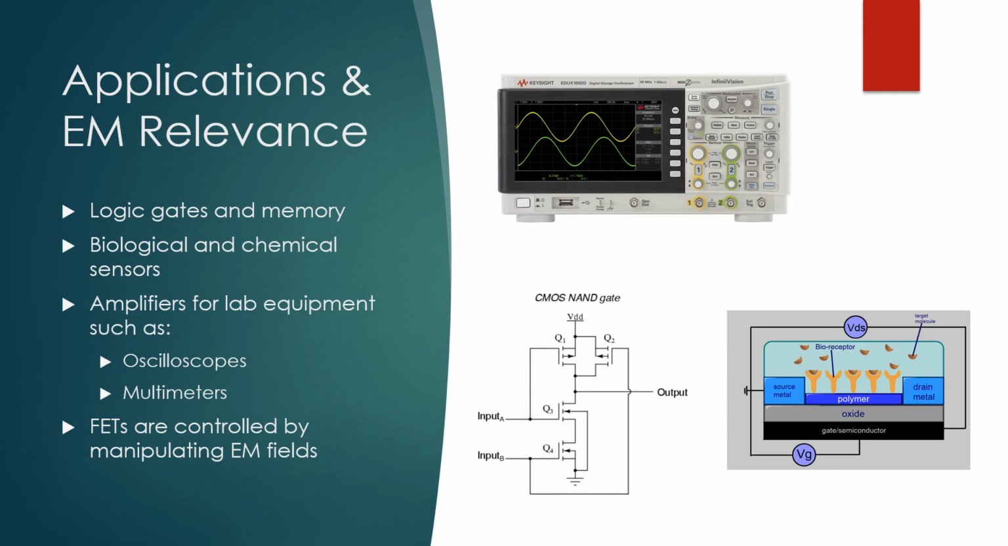They can be used to create biological and chemical sensors by replacing the metal gate terminal with an appropriate receptor. They can be used to create amplifiers for lab equipment such as oscilloscopes and multimeters, which we have used extensively in this course. Finally, the operation of field effect transistors is directly related to the manipulation of electromagnetic fields.